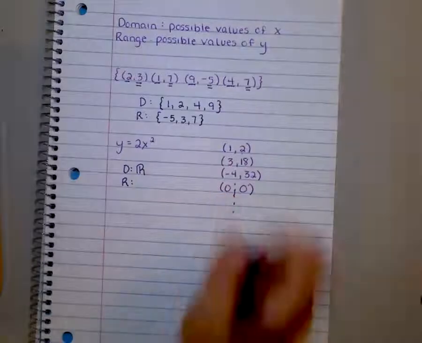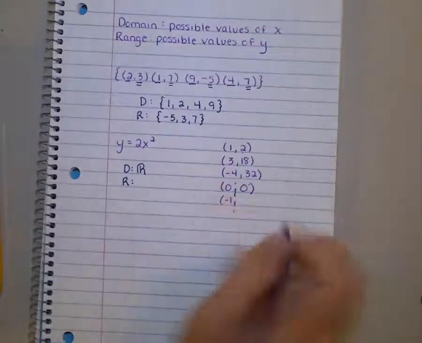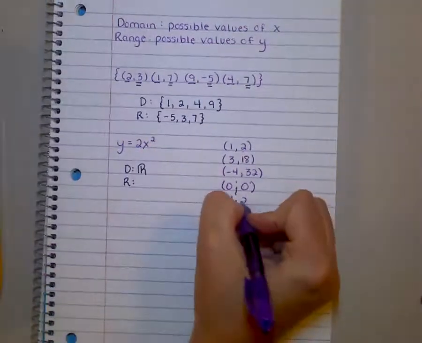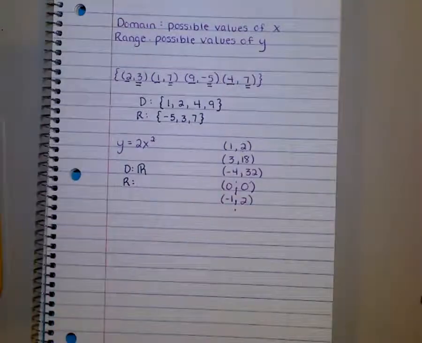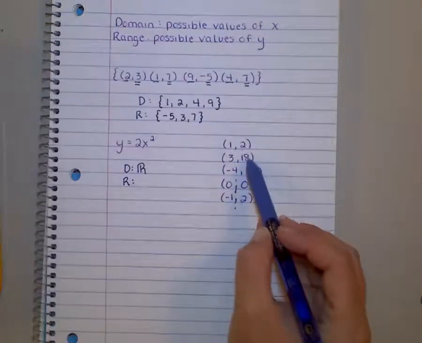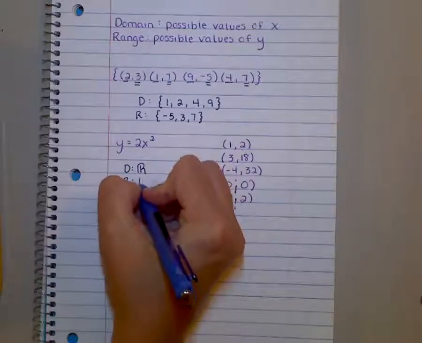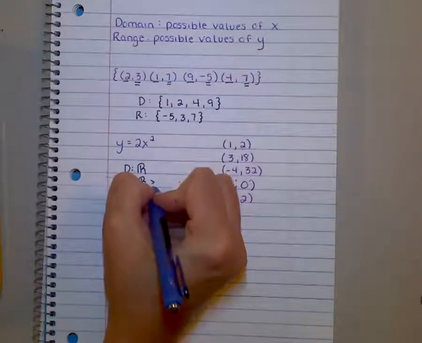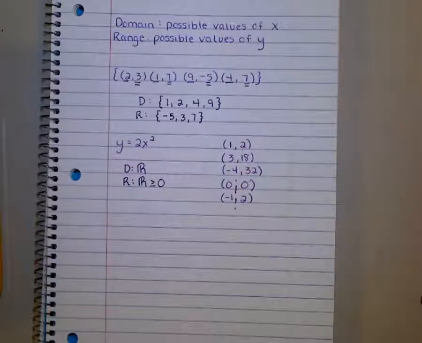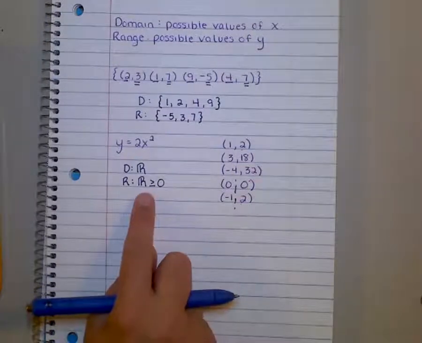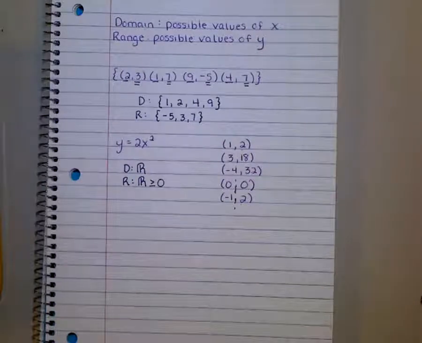If I backtracked from 0 and did negative 1, negative 1 squared is positive 1. 2 times 1 is 2. And you'll notice I get a positive 2 just like I did with the positive 1. Still a function. That's still okay. But if you look at all of my y values, do you notice that they're always positive? So for my range, I would say I can get any answer I want that's greater than or equal to 0. And be careful, we don't want to just say positive numbers because that doesn't include 0. Positive numbers don't include 0, but greater than or equal to 0 would work perfectly there.